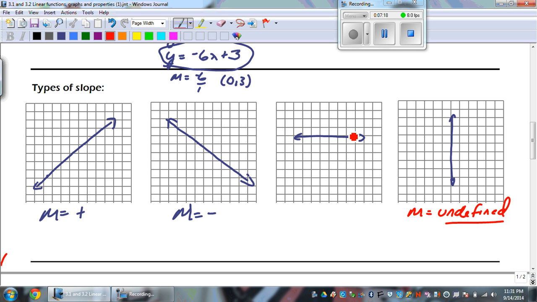However, if it's flat, well, think about it. If you're going uphill, it's a positive slope. If you're going downhill, it's a negative slope. What would be right in the middle? You got it. It would be 0. So anything that is a horizontal line is going to have a slope of 0. So those are your 4 types of slope. Okay, let's keep on moving.